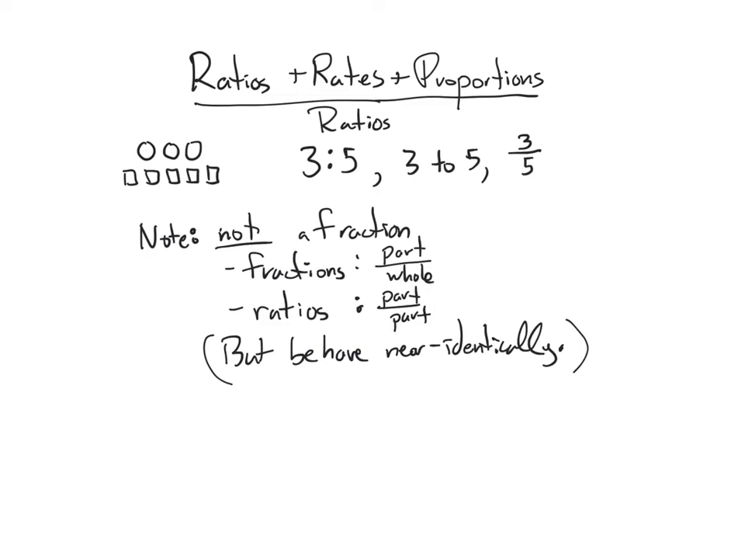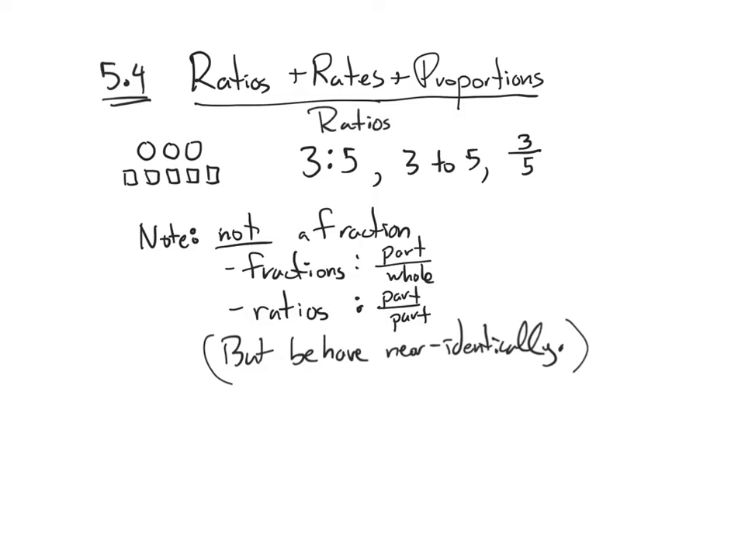All right, folks, now we're going to talk about ratios, rates, and proportions. This is in chapter 5.4 of your book. So quickly, just a note about ratios. Ratios are basically comparing two quantities with the same units.